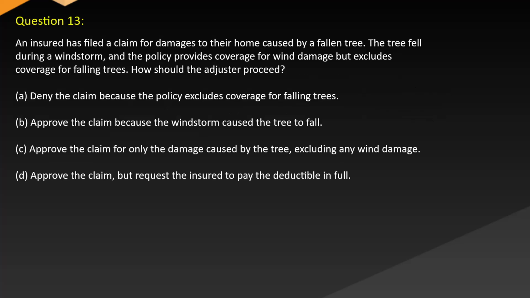Question 13. An insured has filed a claim for damages to their home caused by a fallen tree. The tree fell during a windstorm and the policy provides coverage for wind damage but excludes coverage for falling trees. How should the adjuster proceed? A. Deny the claim because the policy excludes coverage for falling trees. B. Approve the claim because the windstorm caused the tree to fall. C. Approve the claim for only the damage caused by the tree, excluding any wind damage. D. Approve the claim but request the insured to pay the deductible in full.